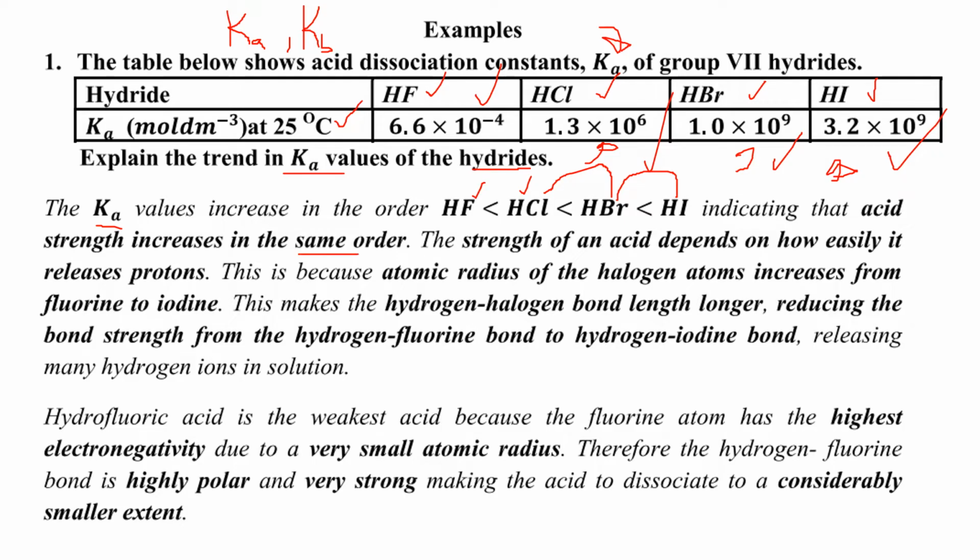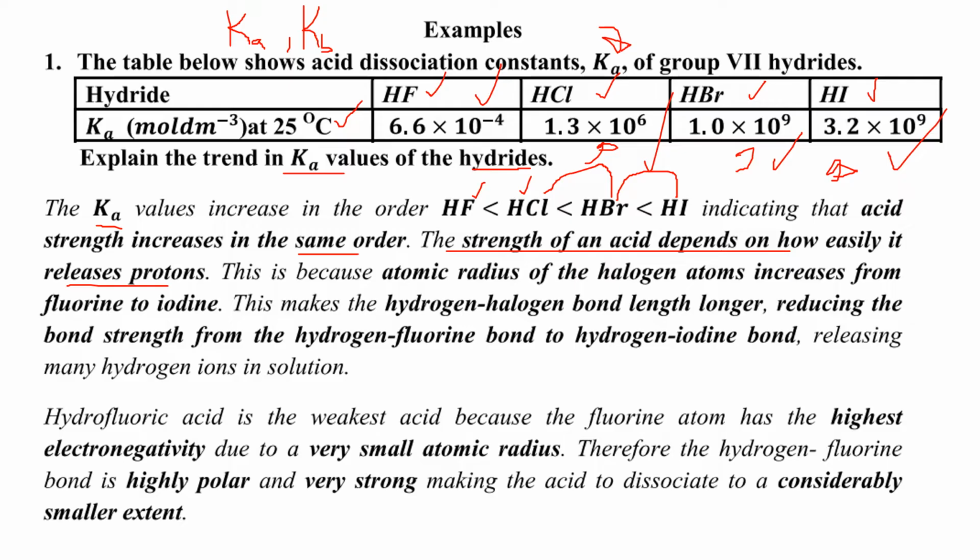Now, before explaining the strength of acids, you have to first state the factors affecting the strength of an acid. In every acidity explanation that you are supposed to give, you have to first state the factor that affects the strength of the acid. And this is the sentence that we started with after stating our trend. We say that the strength of an acid depends on how easily it releases protons in solution. So we have stated the factor that affects the strength of our acids. Now you can go ahead with explanations.